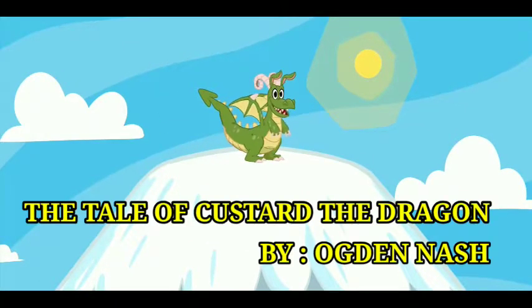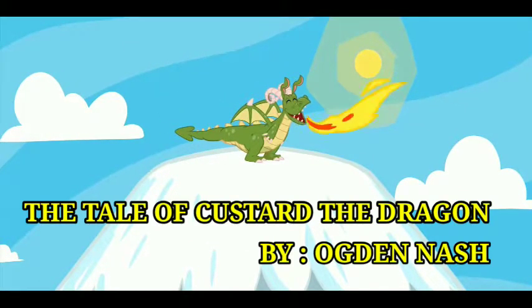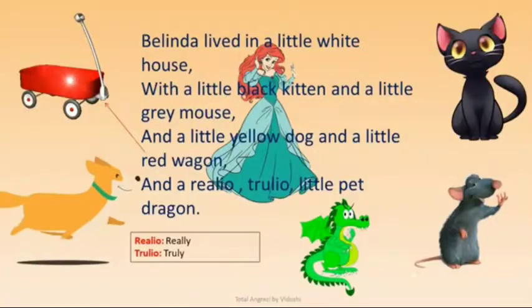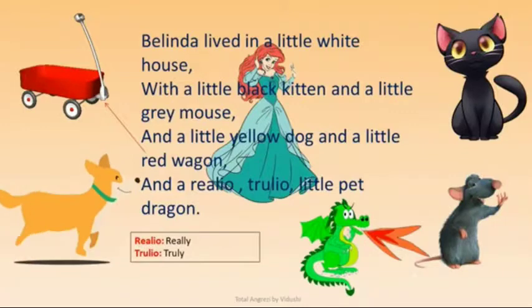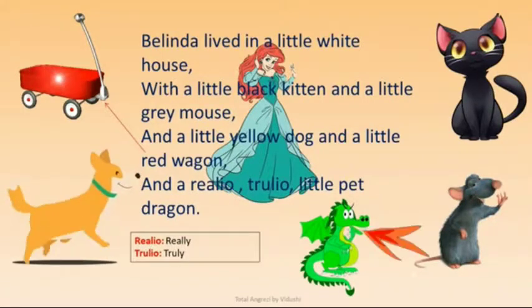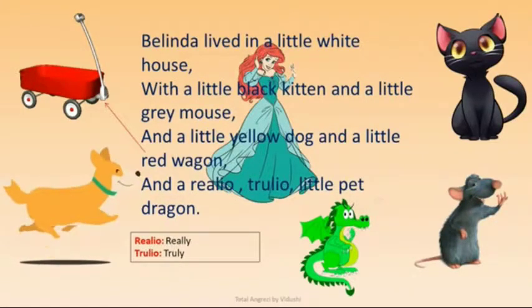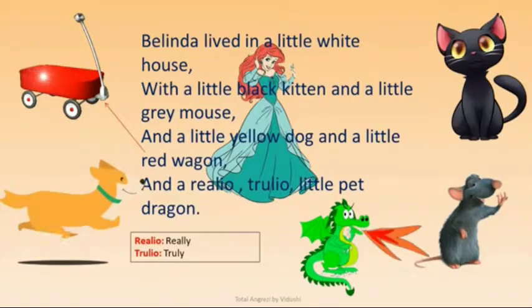So let's start. The Tale of Custard the Dragon. Belinda lived in a little white house with a little black kitten and a little grey mouse, and a little yellow dog and a little red wagon and a really truly little pet dragon.